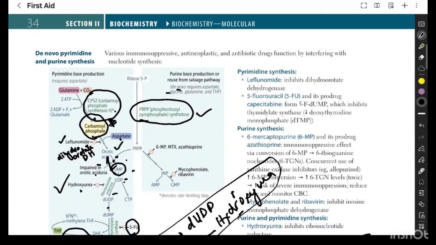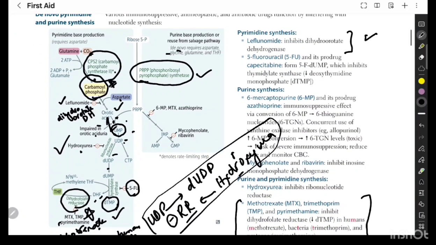Then we have covered leflunomide pretty well. Then we have 5-fluorouracil. We remember that 5-fluorouracil acts on thymidylate synthase. Thymidylate synthase is used to make DTMP from dUMP, and if it is blocked, we have decreased levels of DTMP.